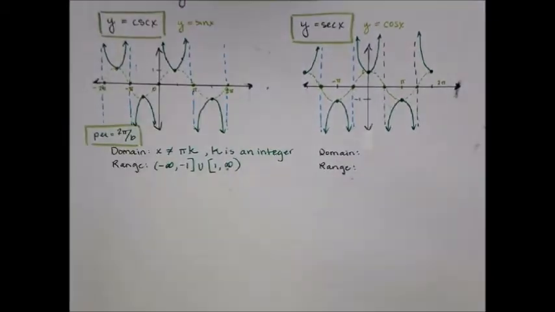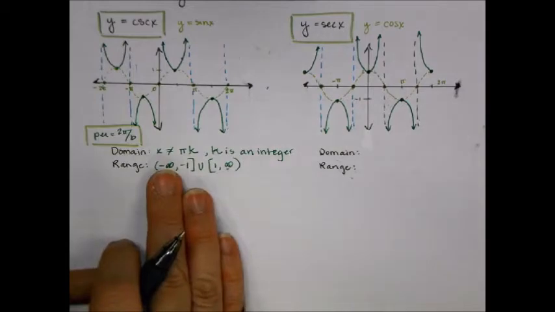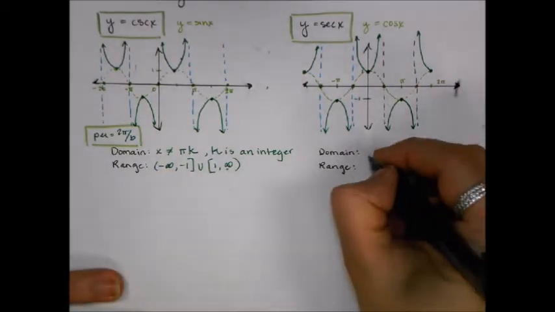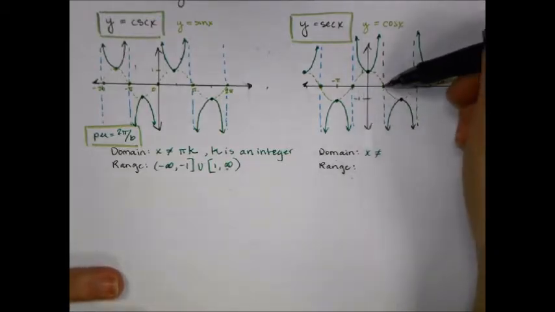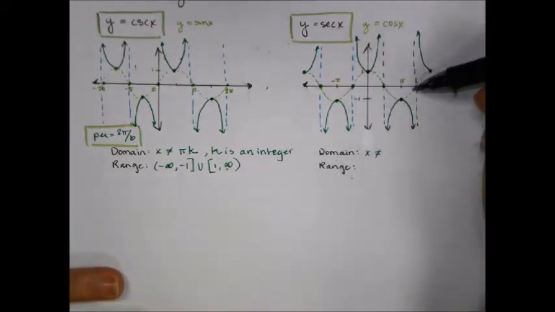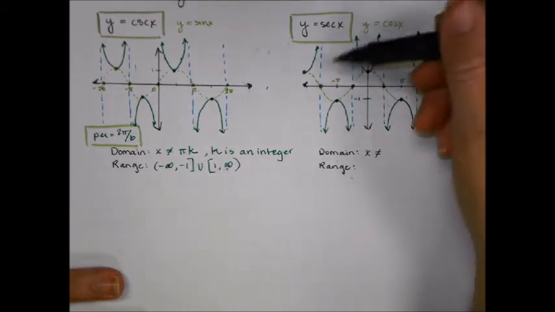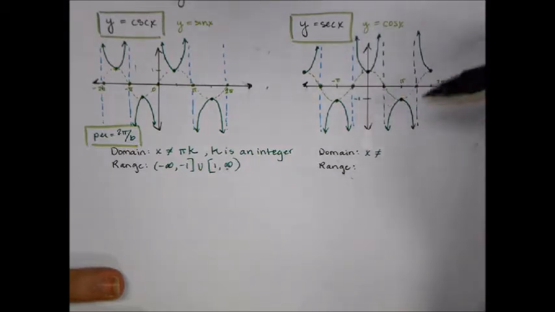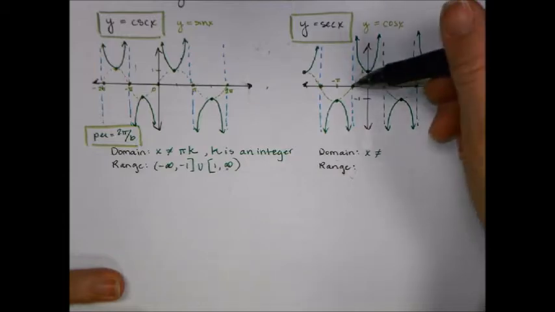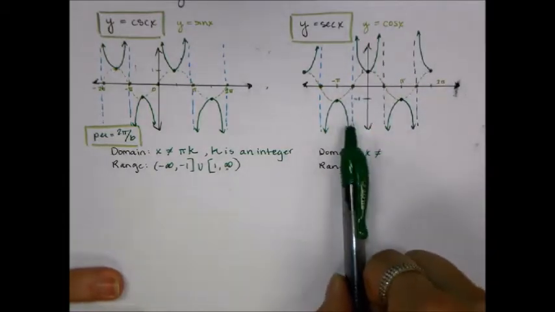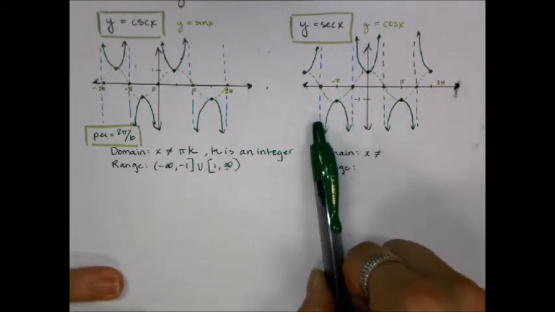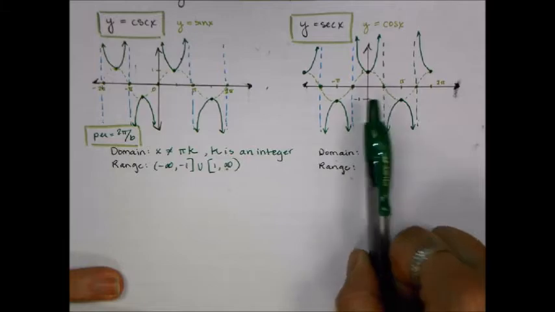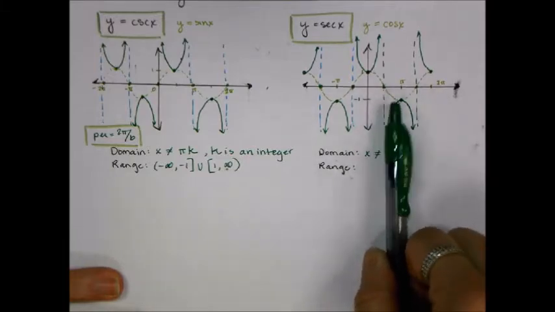The domain for the graph, we're going to write it just like we did the domain of cosecant. So we'll write what x cannot be. So this time we have x can't be pi over 2, 3 pi over 2, negative pi over 2, negative 3 pi over 2. And if I kept going, you'll notice that every time we get to another asymptote, the asymptotes are equally spaced. So every time I add on that distance, I'm going to find another vertical asymptote.